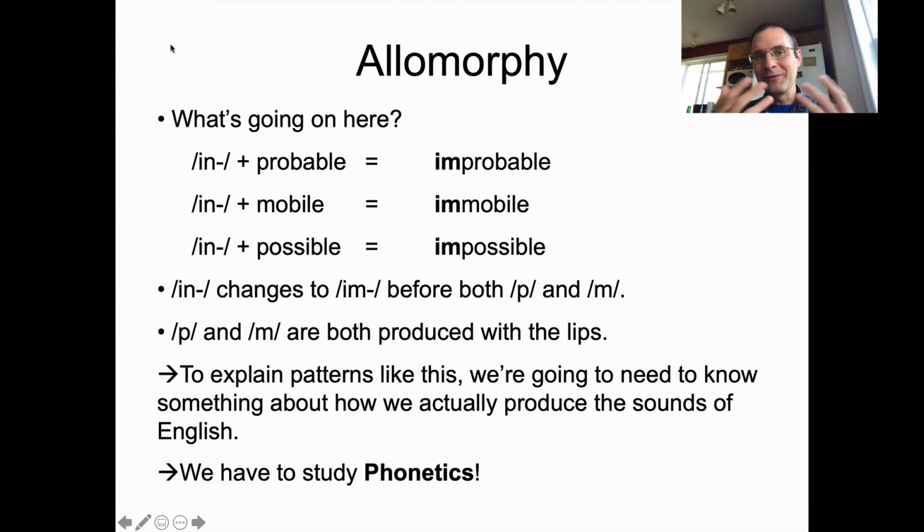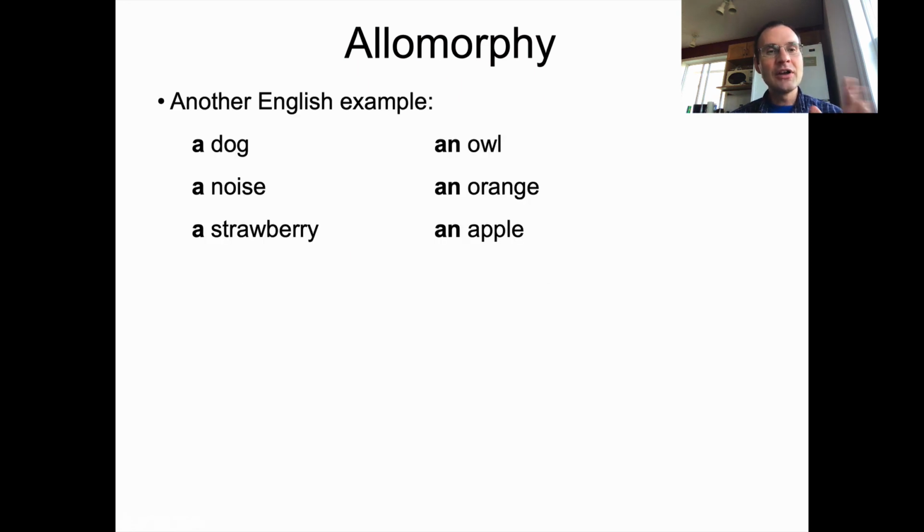And it's also obviously something you need to know when you're studying language: what do people actually do when they utter things so that they make sounds that other people can hear and understand. Okay, I'll give you another example of allomorphy from English before we get into that, without a strict explanation or phonetic explanation for why these things happen.